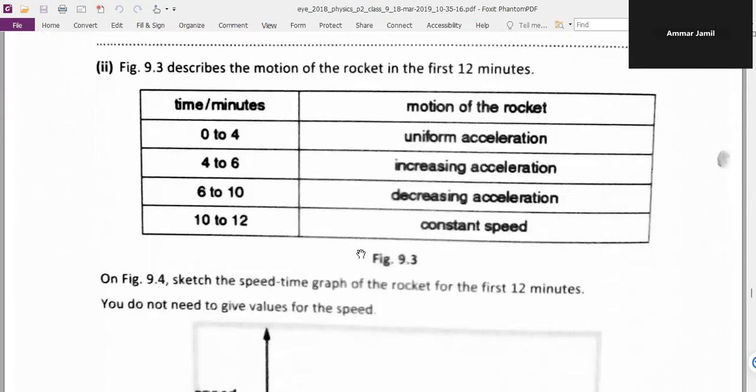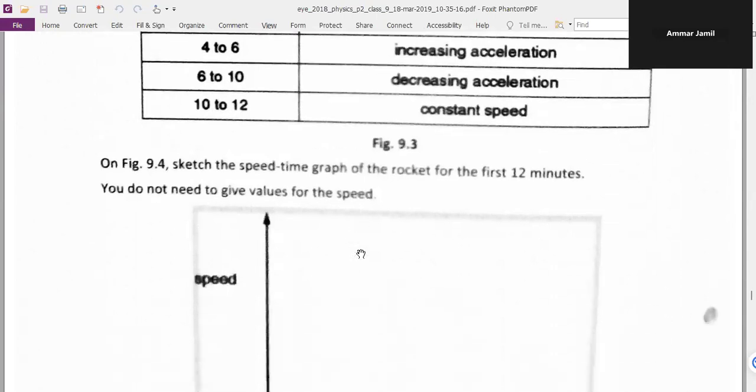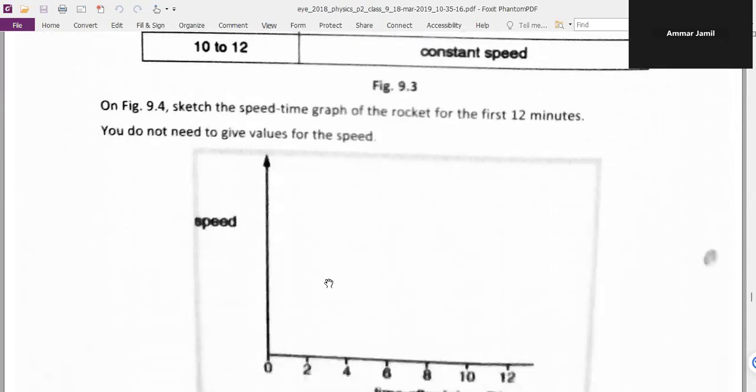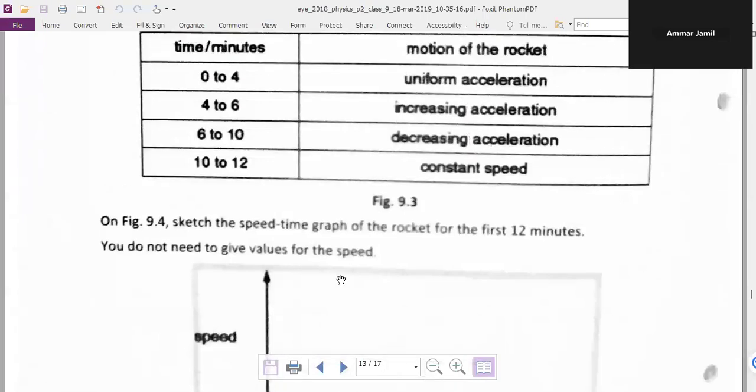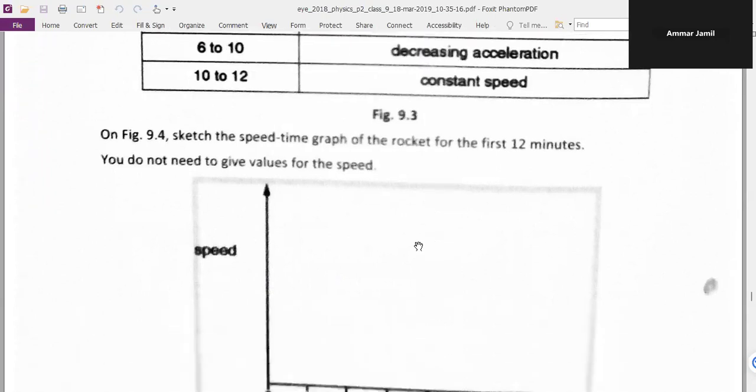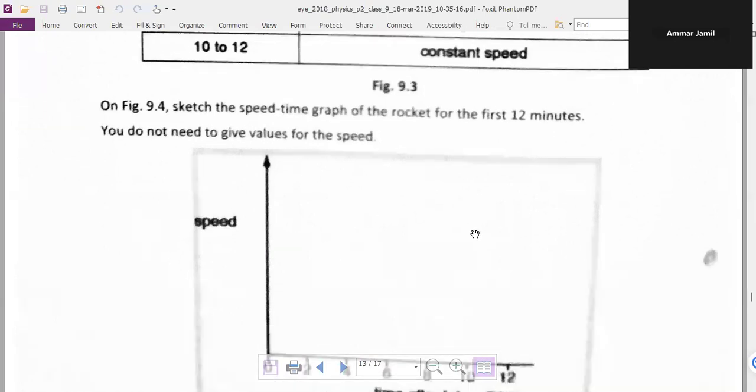So for a uniform acceleration, the acceleration on the speed-time graph is given by a line. If it's uniform, it's a straight line. If it's an increasing acceleration, it is a curve going in the up direction. When it's decreasing acceleration, the curve is going in the down direction. Constant speed, the line becomes flat. So first it will be a straight line, and then moving this way, and then moving this way, and then going like this.